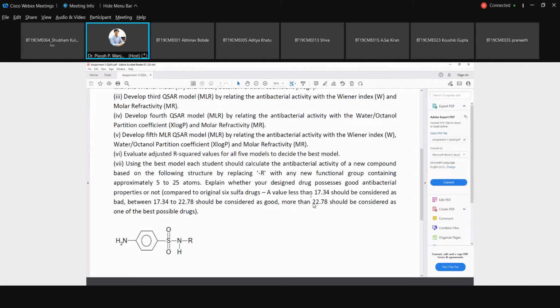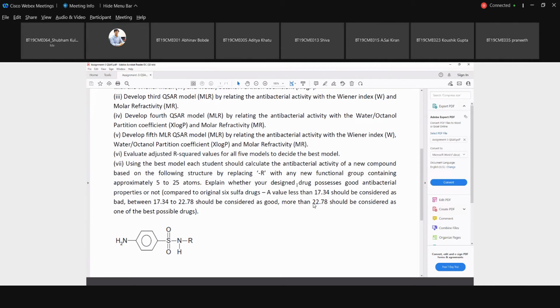Like I said, if the values you are getting are 17.34 or something between this and 22.78 or more, so if you are getting more than 22.78, then we said it is one of the best possible drugs. So what could have been the good criteria for you, even though you didn't know the method I'm talking about today? Suppose I had forced you to tell me a compound which should have an activity value of 22.78 or more, what would you have done?